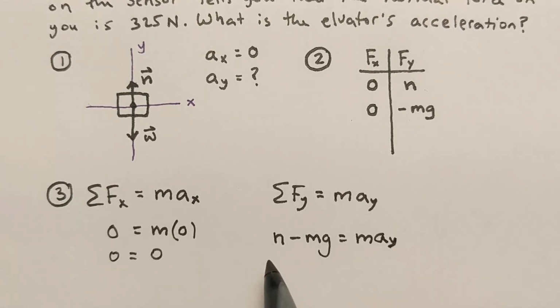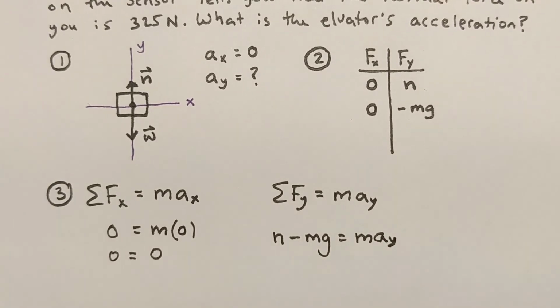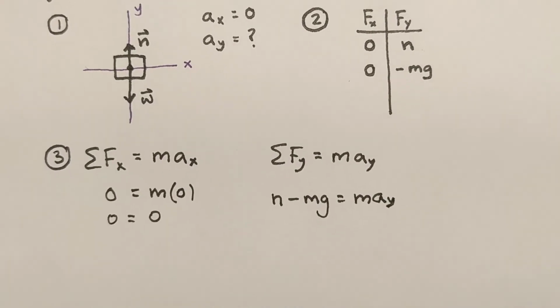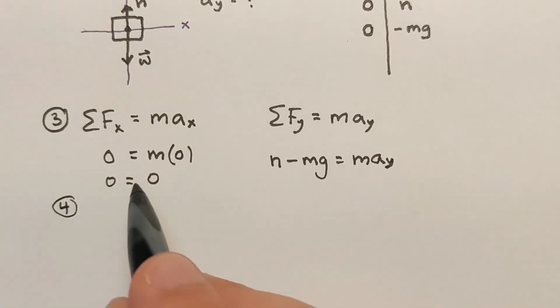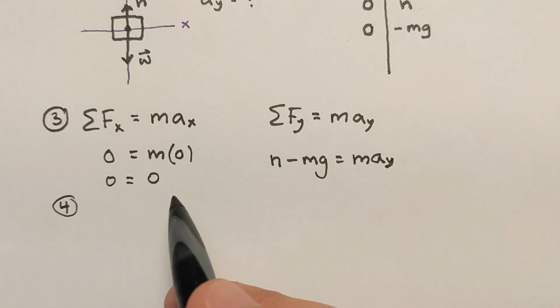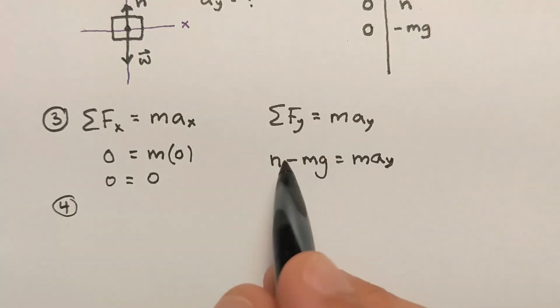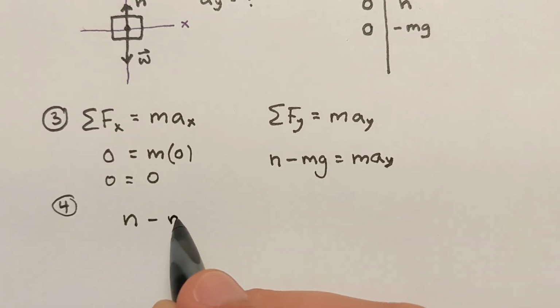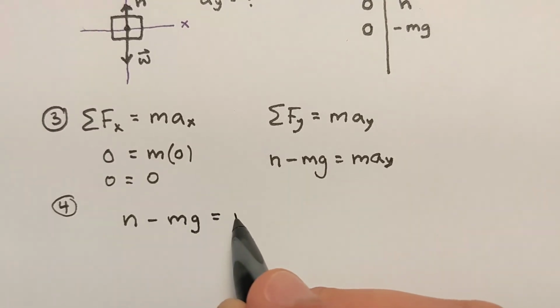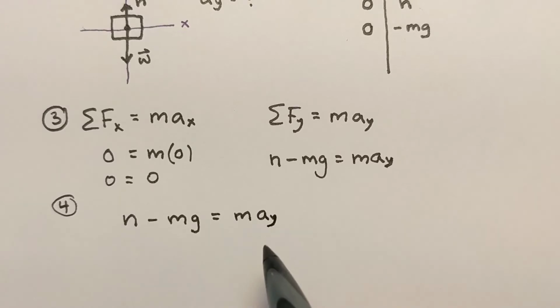You're doing a great job so far. Go ahead and pause the video and see if you can solve for the acceleration in the y direction using these equations that we set up in step 3. Pause the video now. Okay, great job. Take a look. Here's the solution. Check your work. Normal minus mass times gravity equals mass times the acceleration in the y direction.